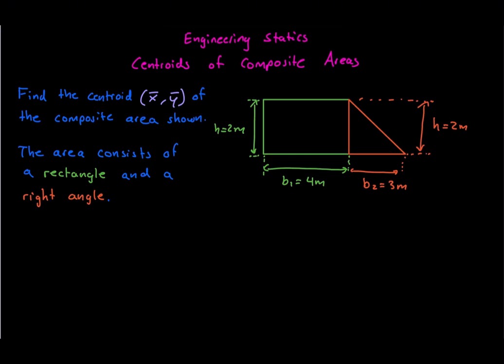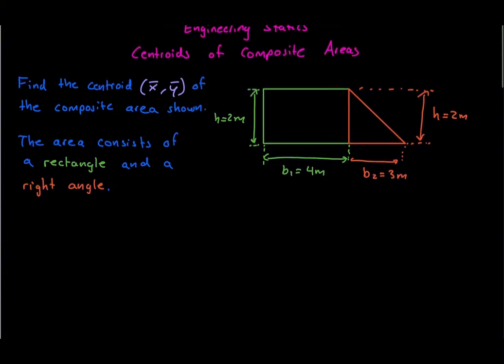For our first example, we will deliberately use a very simple composite shape. The plate consists of a rectangle and a right triangle attached to its right side. The rectangle is 4 meters wide and 2 meters high. The triangle has a base of 3 meters and the same height of 2 meters. We choose the origin at the lower left corner of the plate. Our goal is to determine the horizontal and vertical coordinates of the centroid.